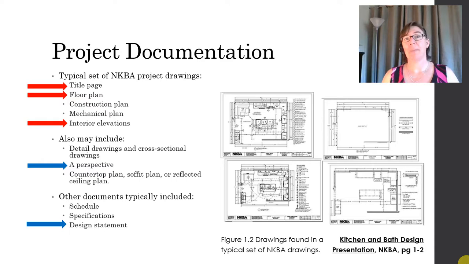A typical kitchen or bath project, a set of NKBA project drawings, will start out with a title page and then have the floor plan and then other plans as necessary. Construction plan, mechanical plan, those are really common. And it will definitely have some interior elevations. It might or might not have any detail drawings, perspective, and some additional plans like the countertop plan, soffit plan, reflected ceiling plan.